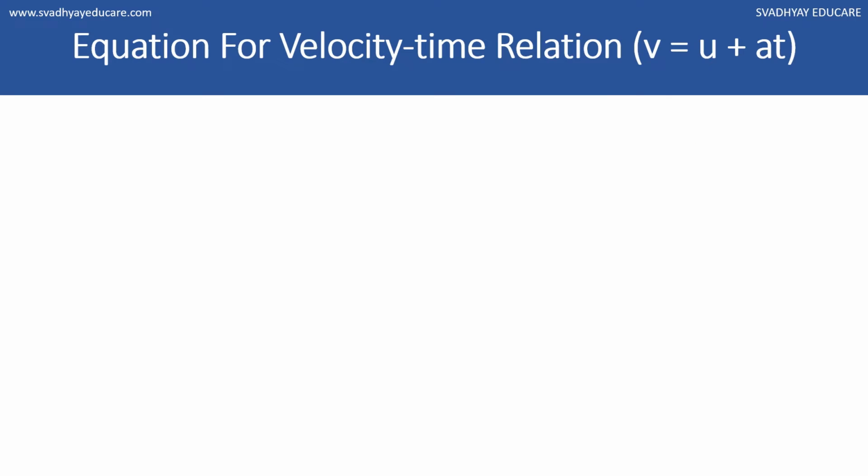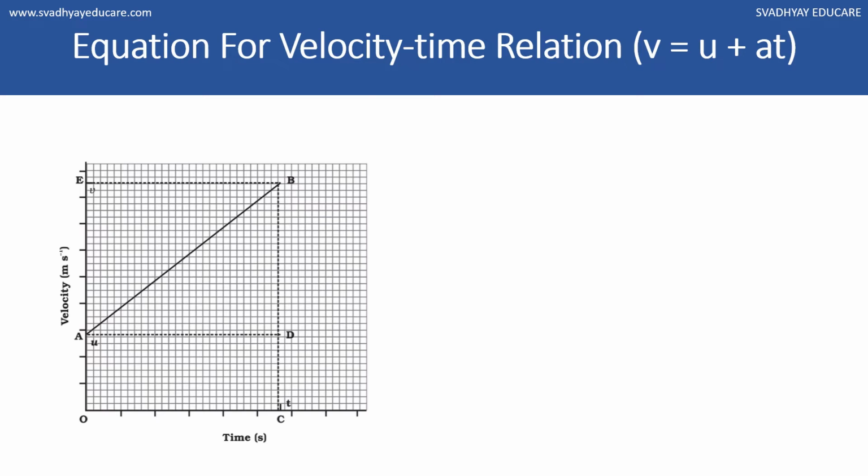Here we are going to derive the first equation of motion, that is v is equal to u plus at. Now consider a graph of velocity versus time for an object that is moving under constant acceleration a. Let at time t is equal to 0, the initial velocity of the particle is u and the particle is at point A. After time t, the particle reaches point B and let the velocity be v.